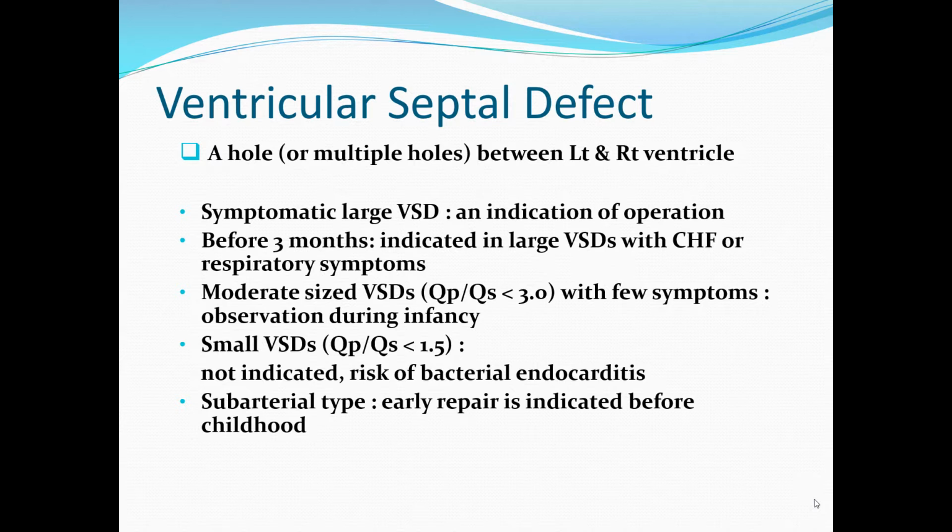Subarterial type of ventricular septal defect, that is, the VSD is adjacent to the large arteries, pulmonary or aortic artery. These are indicated for surgery, whatever the size is. They are indicated for corrective surgery and closure whenever it's possible, and usually as soon as possible.